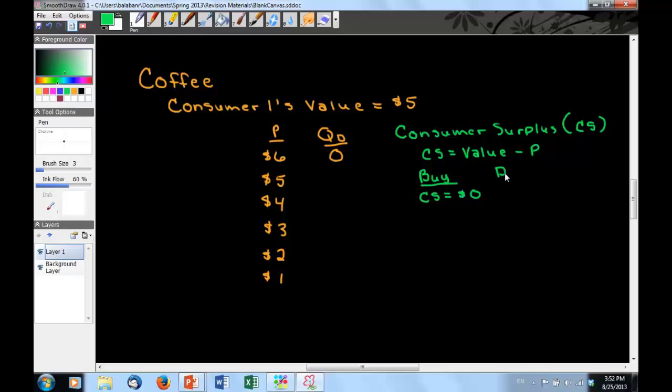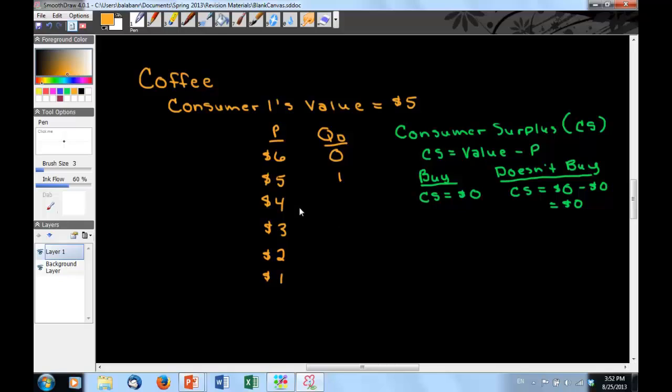If she doesn't buy, then we can also calculate her consumer surplus. In this case, if she doesn't buy a cup of coffee, she doesn't get any value from a cup of coffee, and she paid nothing for it, so her consumer surplus is also 0. Technically, the opportunity cost of these two alternatives is the same, and so she is indifferent between whether she'd want to buy a cup of coffee or not. In the event that a consumer is indifferent, we're going to assume that she would go ahead and buy.